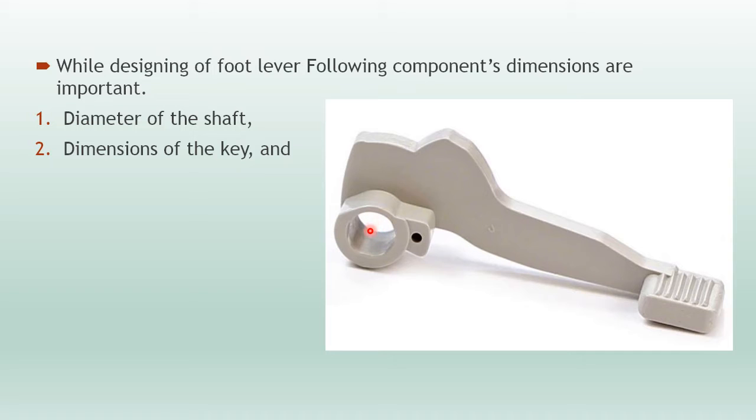If we fit a circular shaft over here, for permitting the motion between the shaft and the boss, we have to fix a rectangular key. So if you press this pedal, the shaft can be rotated along with this pedal. Then the third dimension is the rectangular arm which connects the boss to the pedal.